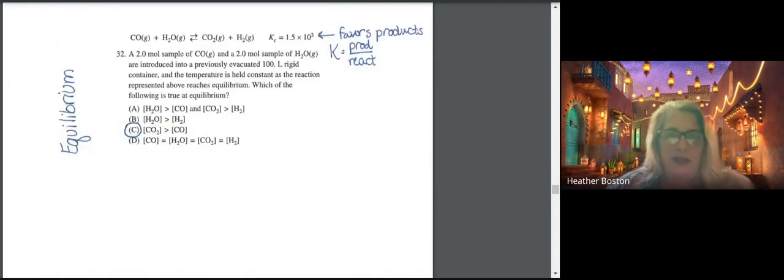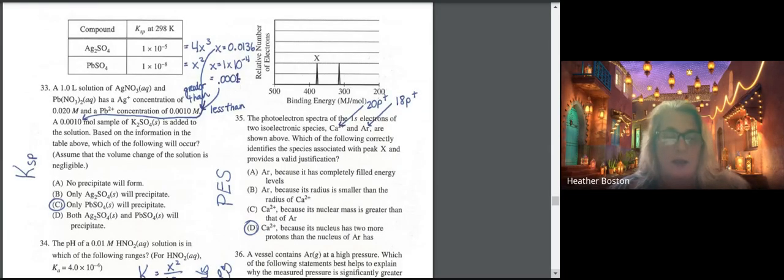Number 32 is an equilibrium problem, and it's got a K value of 1.5 times 10 to the third. That's a very high K value. Anything over 1 favors the products, but a number this big basically means it goes to completion. So you're going to look for anything that shows that you're going to have more products than you do reactants, and that correct answer would be C. This is another KSP problem. So one of them is going to precipitate and one of them is not. So you're going to look and see if it's greater than or less than.